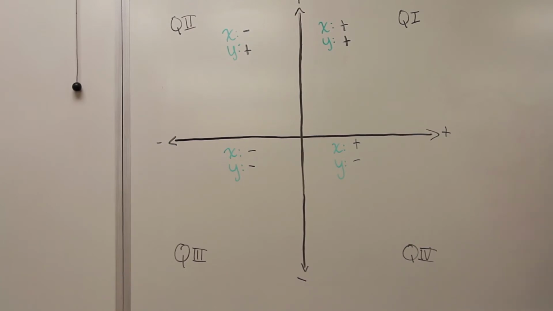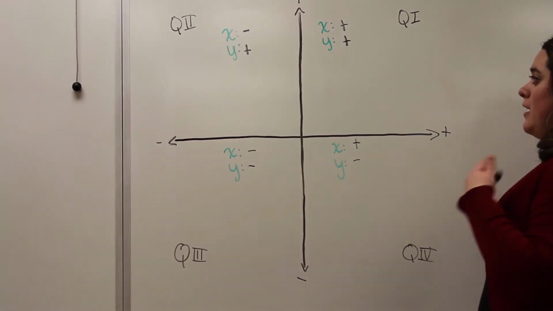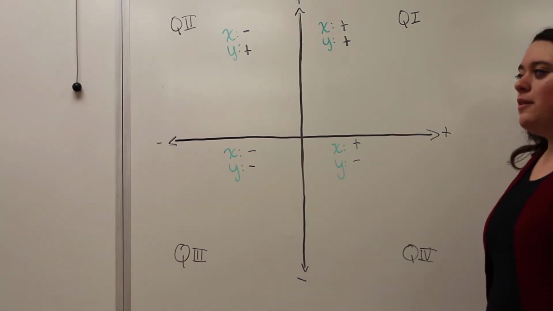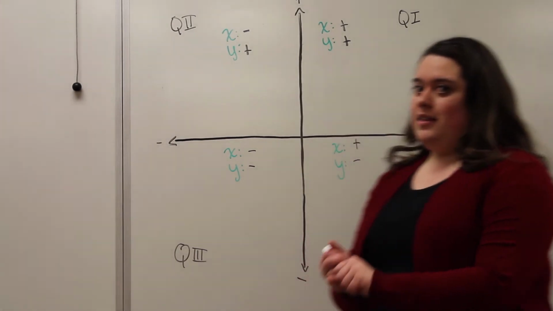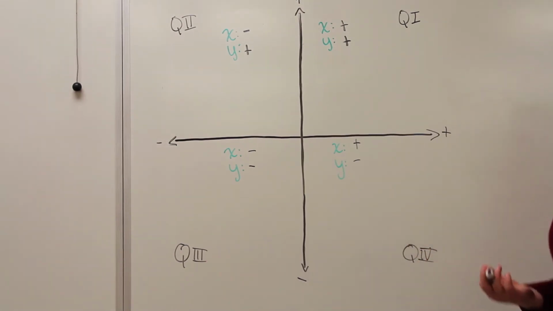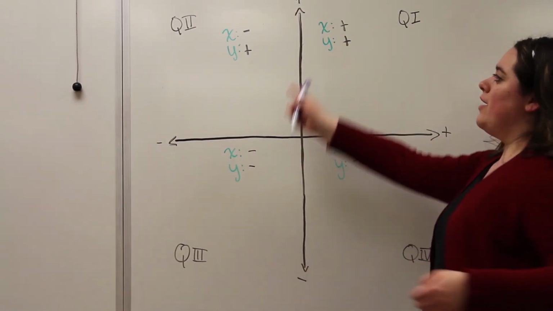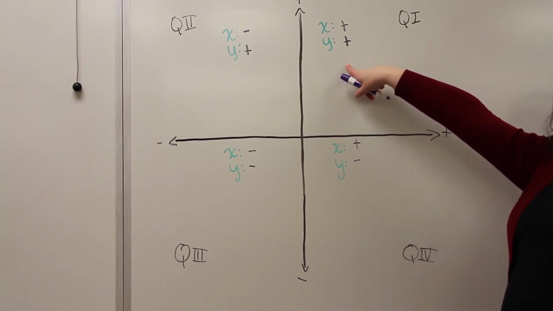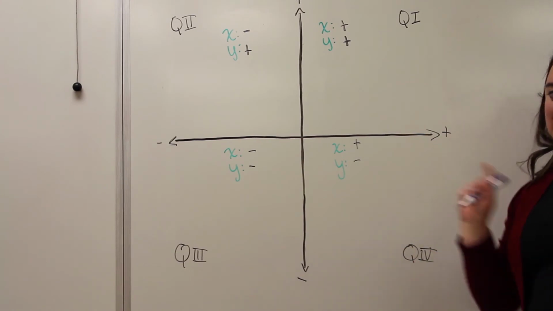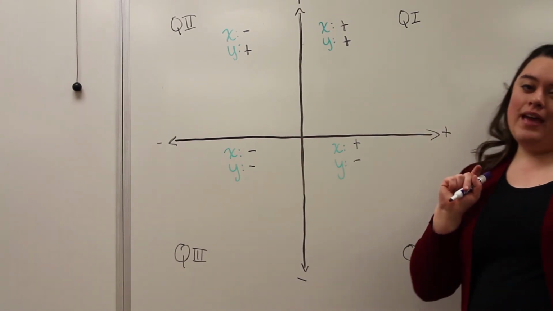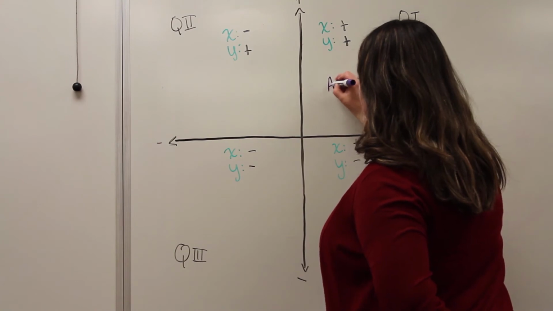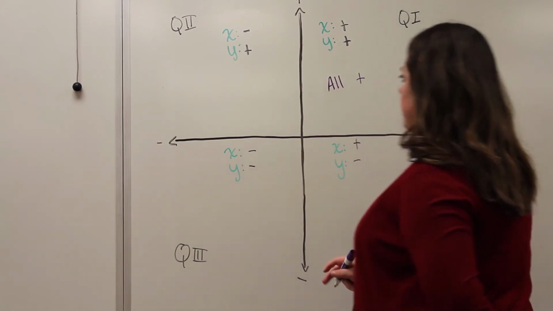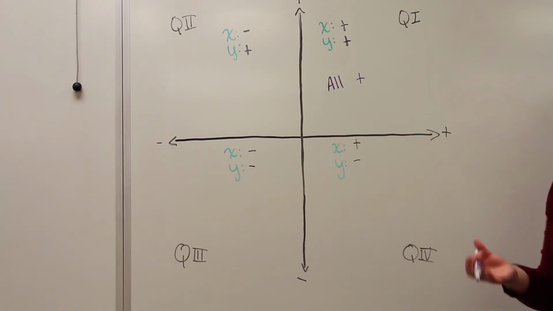Now, for knowing which trig functions are going to be positive in each quadrant, we have a little abbreviation, or acronym, or mnemonic, to help you remember which trig functions are going to always be positive. Well, in quadrant 1, since all the values are going to be positive, x and y, every single trig function will be positive in the first quadrant. Okay, so all of them will be positive.